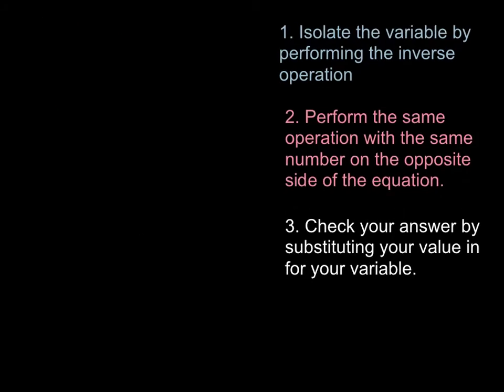Let's go ahead and try another example using the 3 steps of solving multiplication equations. The equation that we're going to solve is 14m equals 49. We need to solve for m. So the first step is to isolate the variable by performing the inverse operation. Since we have a number and a variable glued together, this is multiplication. The opposite of multiplication is division. So we have to divide now by 14.